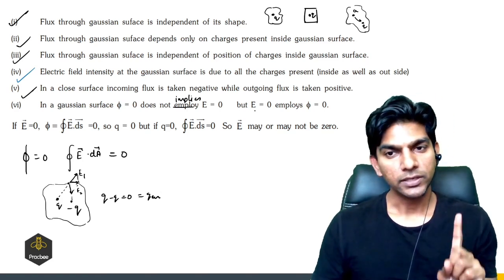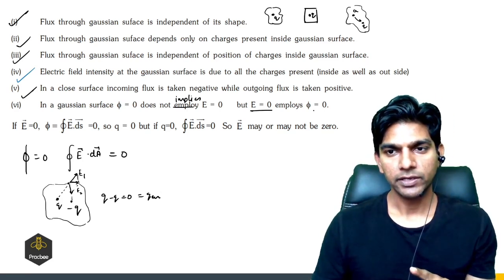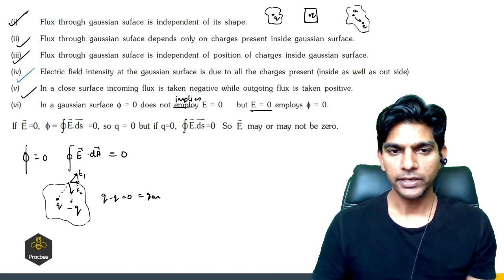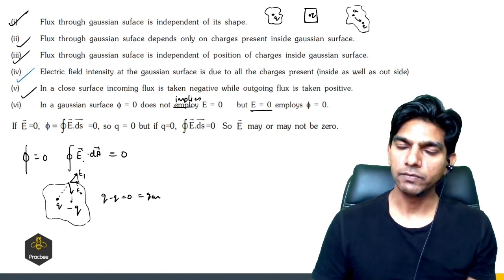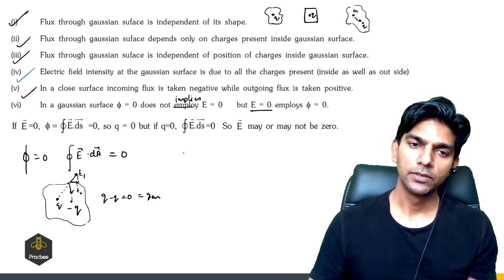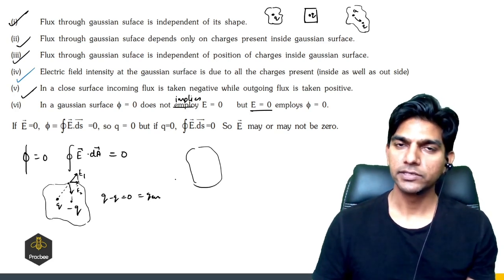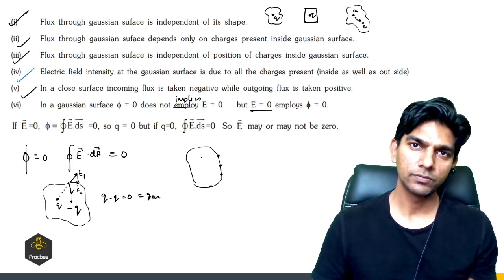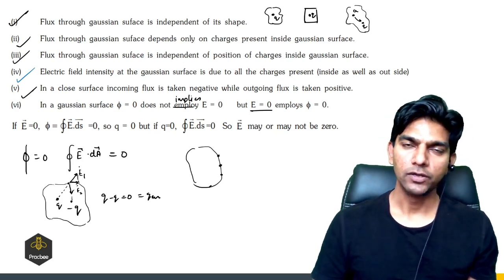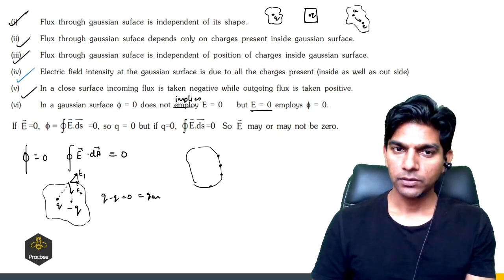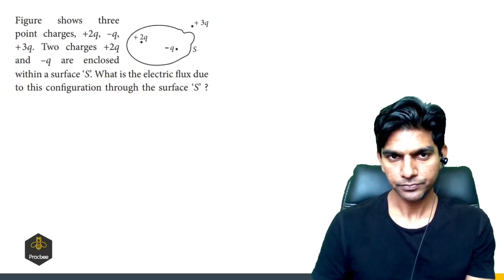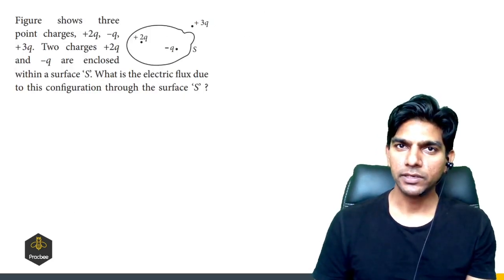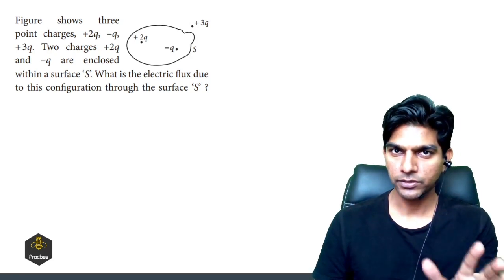But if the electric field is zero, we can say the flux will be zero, right? If E is zero, the integral of E dot dA will be zero, so flux will be zero. For example, in this case, there is no charge enclosed, so at every point the field is zero. If field is zero, flux is zero, right? I hope it is clear to you. So do remember these points, and you can write down these points in your board exams if there is a question on Gauss law. Now let us see some illustrations which will further strengthen your concept about Gauss law.